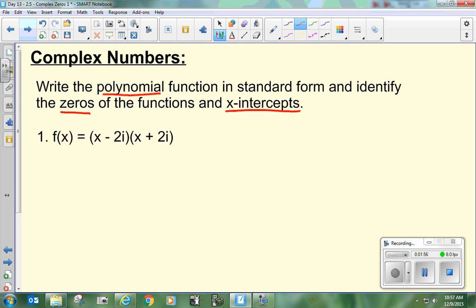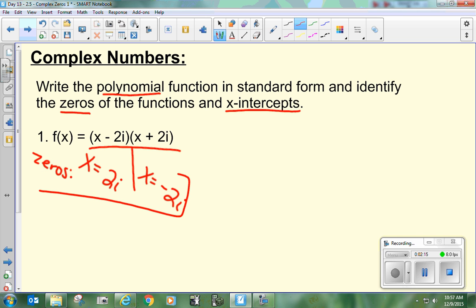Right. So if I t-bone this, what's this answer here? x would equal what? Yeah, it would be a positive 2i, right? And this would be a negative 2i, okay? Those are the zeros.